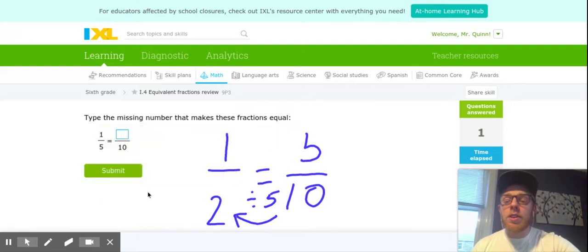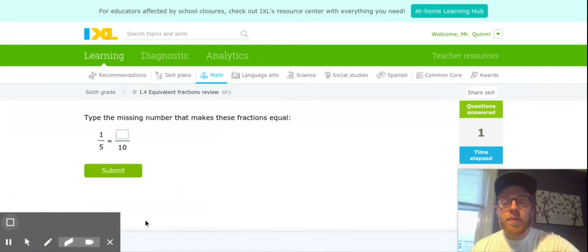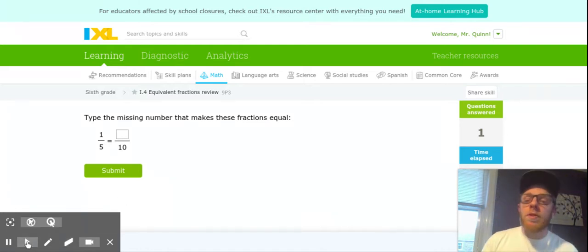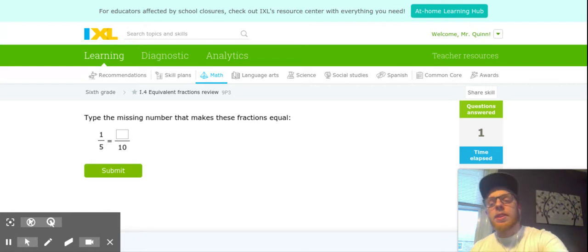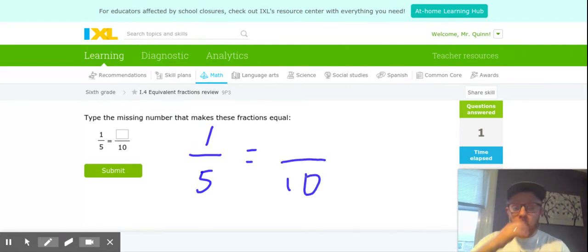So what we're doing here is we're really just trying to find equivalent fractions. So our next problem is 1 over 5 equals something over 10. Similar numbers, but different solution. So I'm just going to go ahead right here and write out my 1/5, and my something over 10. So I want you to take a second to think how you would solve.